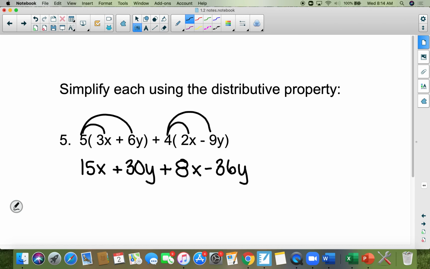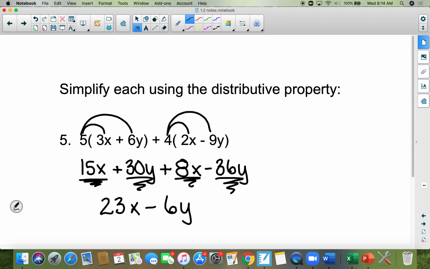So after you do the distributive property twice, now you're going to look for like terms. 15x and 8x are like terms. That gives you 23x. 30y and a negative 36y. 30y, take away 36y is a negative 6y.